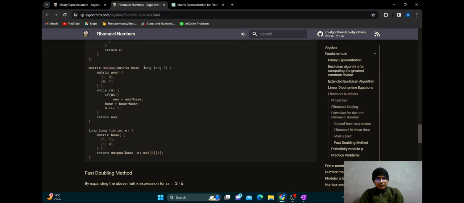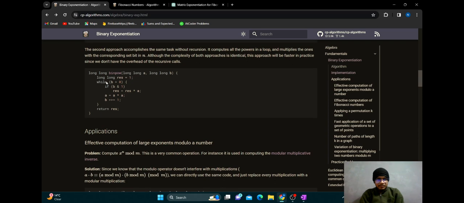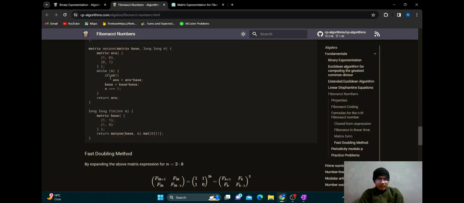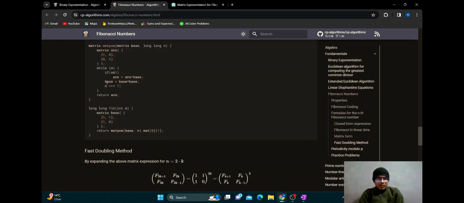While n is greater than 0, if n is odd, as we have seen in the previous video, what we will do is res equal to res into a, and then a equal to a into a, and b divided by 2. The same thing is done here: answer equal to answer into base. We have taken the identity matrix, as there we had answer equal to 1. Then base into base, and n divided by 2.